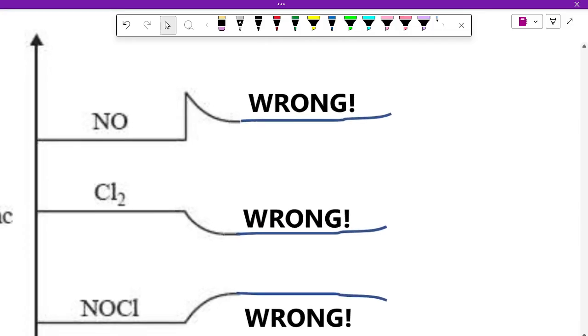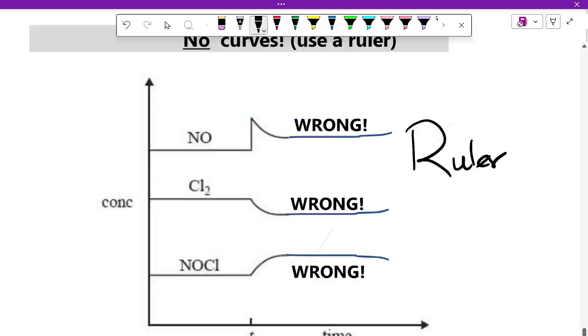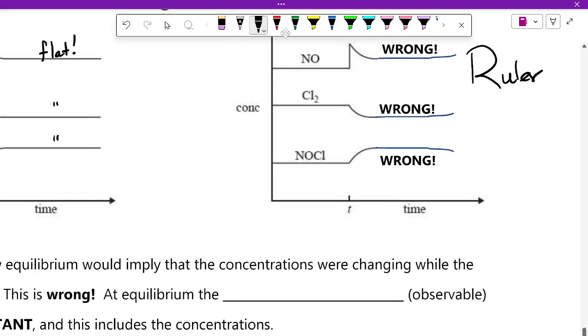This is a problem if you don't use a ruler or if you don't have good sketching skills. If you have good sketching skills, feel free to freehand it. If you do not have good sketching skills, use a ruler. Because this is wrong. It doesn't go flat and then go down. It doesn't go flat and then go up. And that's wrong too, because it does not continue to go up.